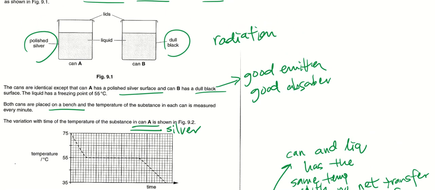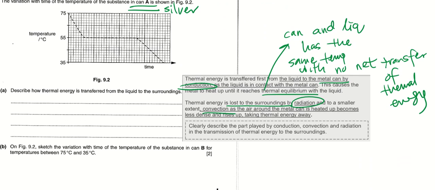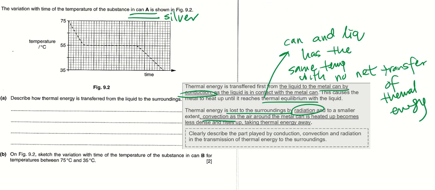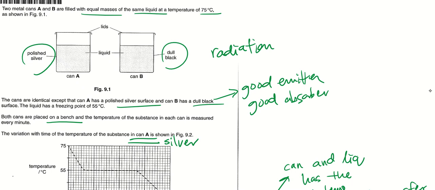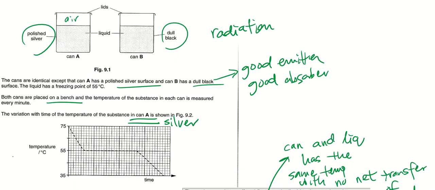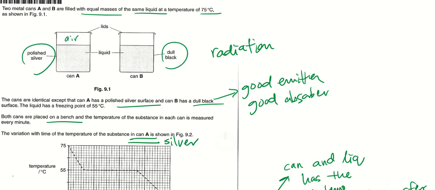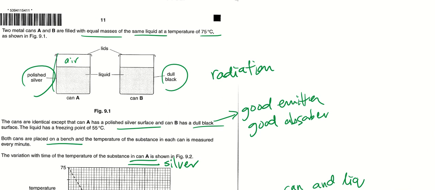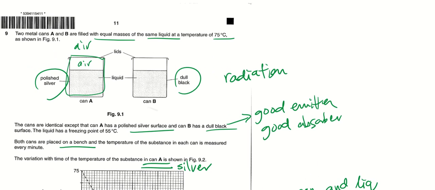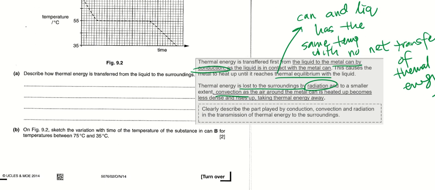Why is there convection? Although there are lids, there is convection within the air within the can. And also, if everything becomes hot, the surrounding is also air, so there will also be convection current. Remember, the air that is nearer this surface will be heated up, and therefore there will be convection current.